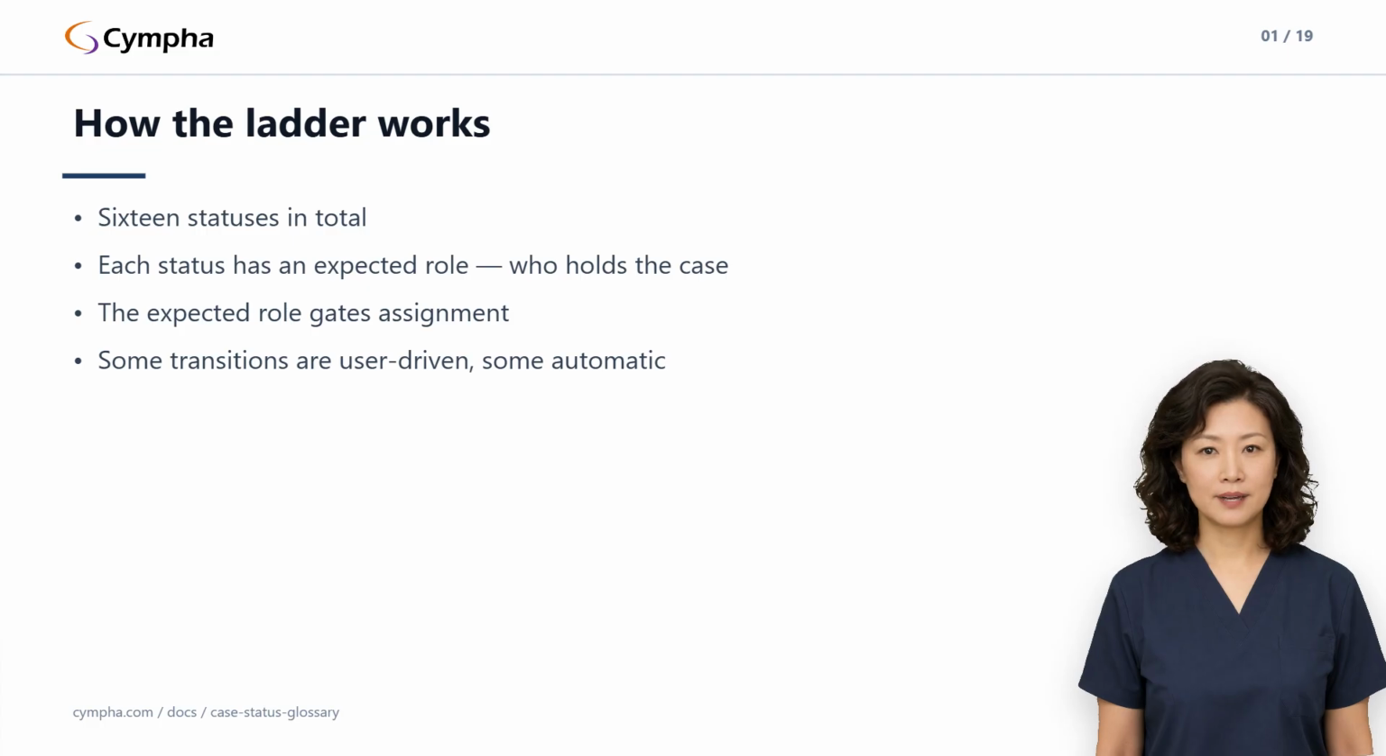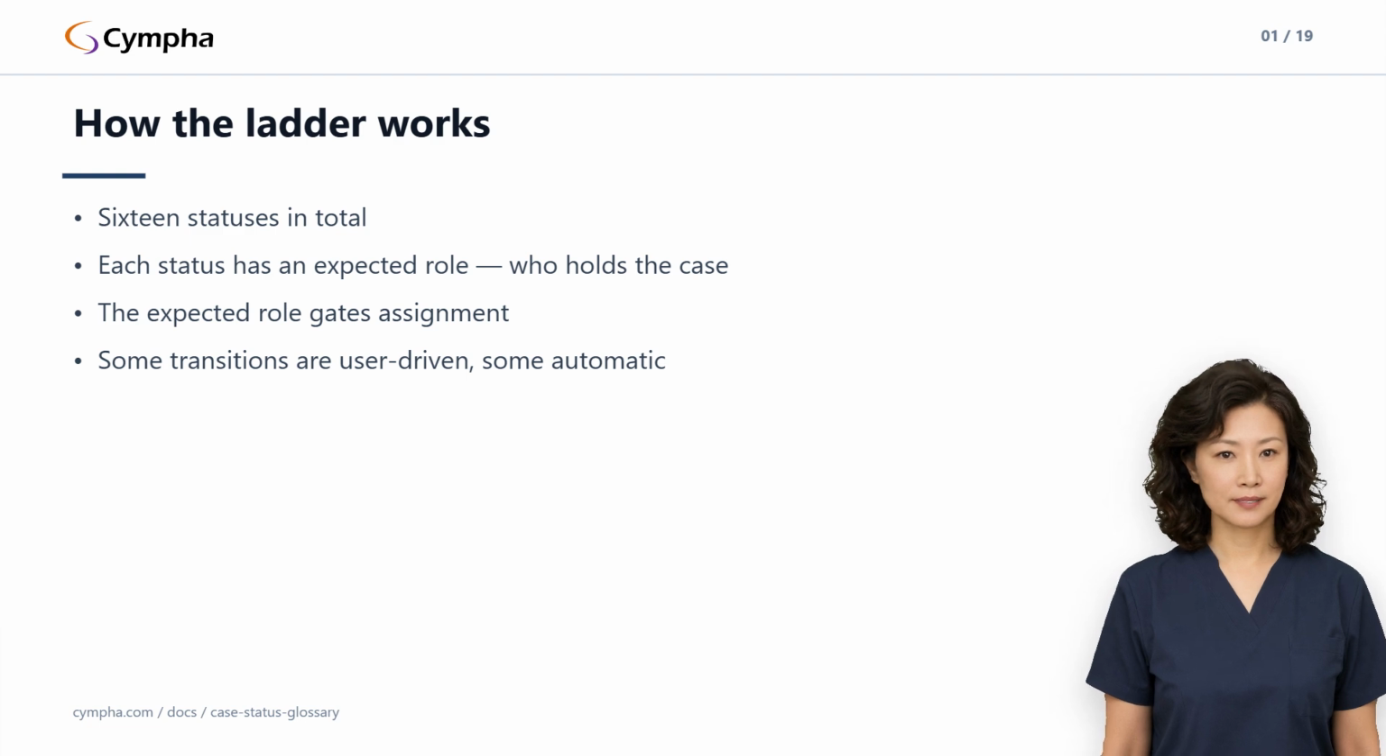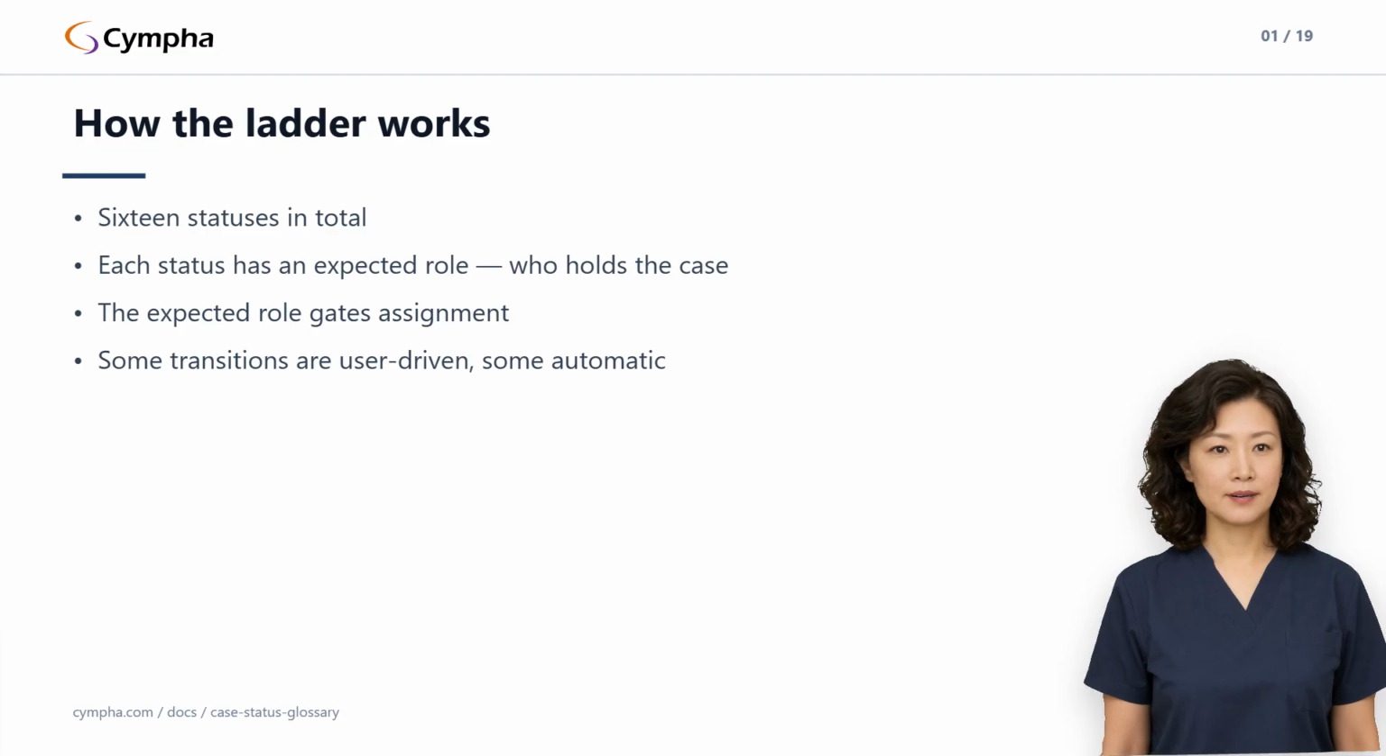First, the shape of the system. A case moves between statuses as work progresses, and there are 16 of them in total. The lab ladder we'll spend most of our time on, plus clinical, the resting state for doctor-managed cases. Every status has an expected role, who should be holding the case at that point. And that expected role isn't decoration, it gates assignment.